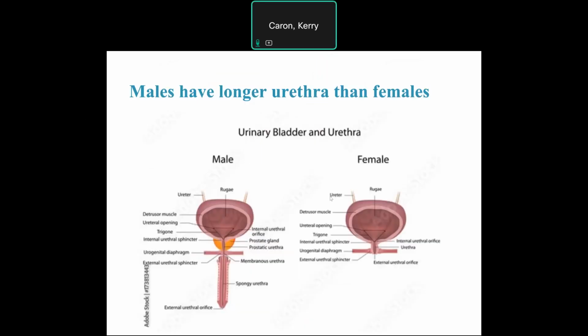Men and women both have urethras, but men have a longer urethra than females. That's one of the reasons women are more susceptible to urinary tract infections, because their urethra is shorter. There's less distance to the bladder, which can cause an infection.